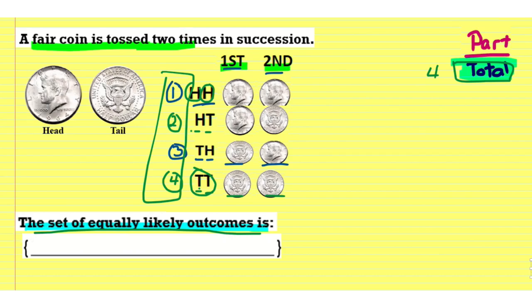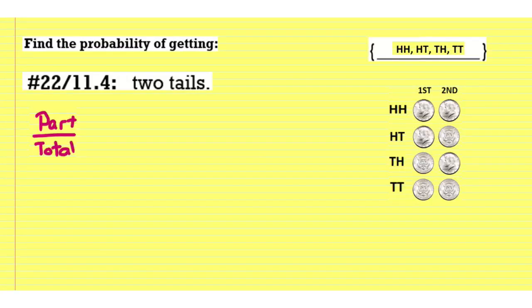We can write that set in brackets. Anytime we write a set of any sort, we always put our set in brackets. So our set of equally likely outcomes for tossing a fair coin two times would be HH, HT, TH, and TT, which stands for heads and heads, heads and tails, tails and heads, or tails and tails. So I have four possible total options.